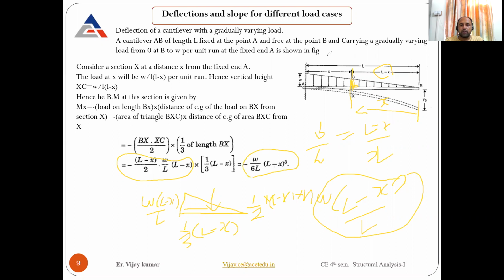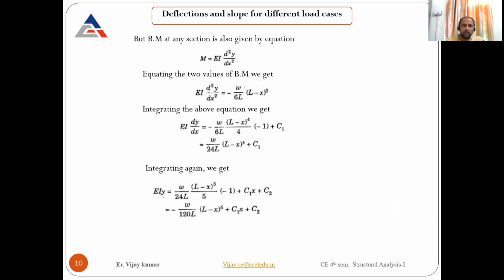Now these are the values you have to put into the double integration equation. That is, the bending moment at any section is given by M = EI d²y/dx². Put the value of bending moment here, integrate once, and you will get the slope equation. Integrate again, and you will get the deflection equation.